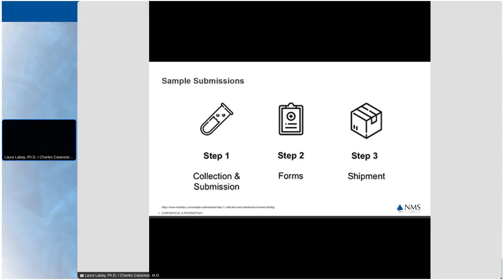Hi, everybody. This first slide reviews sample submissions and how samples are sent from your agency to NMS Labs. We really have three main steps. Step one is sample collection. And with that, you're going to want to make sure that you are collecting the appropriate matrices for your case into the correct sample collection containers.